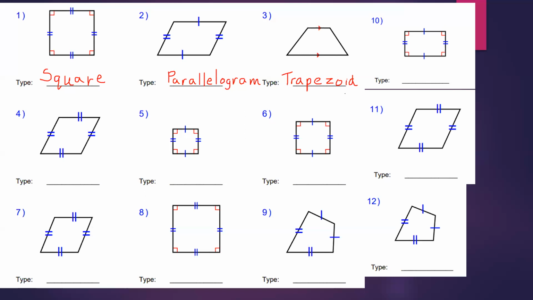Ebony Johnson, what do you have for number 10? I can't hear from Ebony. Erwin, what do you have for number 10? Number 10 is not hard. Do you have rectangle? Is rectangle correct? Yes, sir.